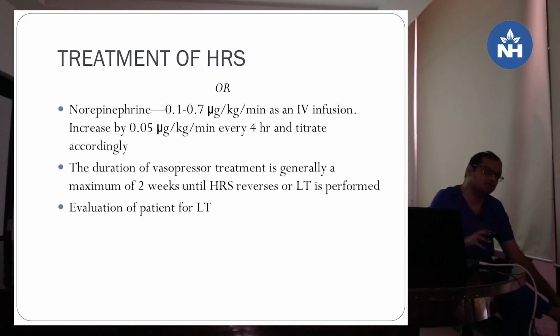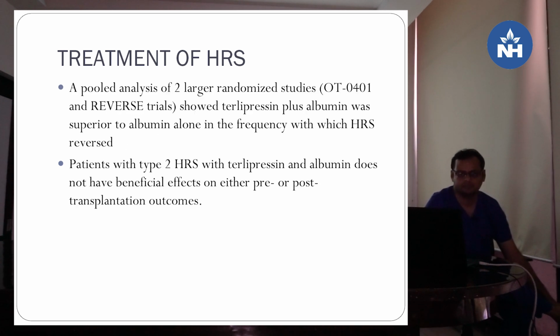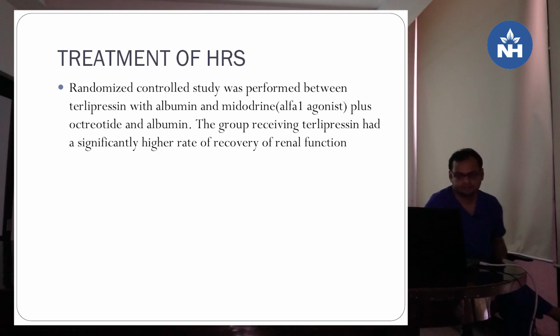As the definitive treatment is liver transplantation, we have to evaluate the patient for whether liver transplantation is possible or not. A pooled analysis of 2 large randomized studies showed that terlipressin plus albumin was superior to albumin alone in the frequency with which HRS reverts. In patients with type 2 HRS, terlipressin and albumin does not have a beneficial effect either pre or post transplantation. So, albumin and terlipressin is better, particularly in type 1 HRS.